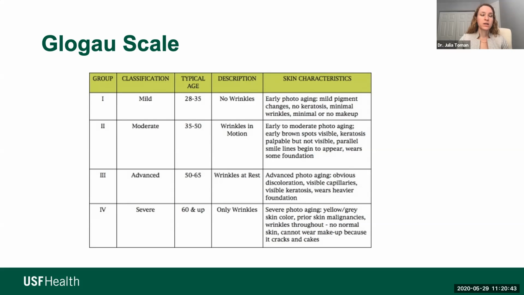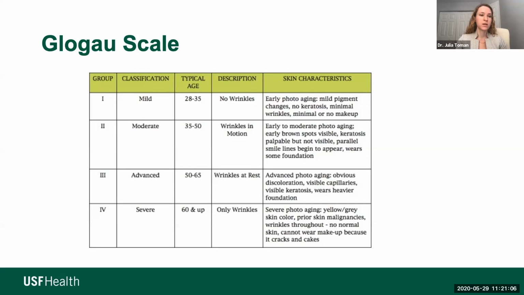Group 2 is moderate. That's typically 35 to 50-year-olds. You will get wrinkles in motion. There's moderate photoaging, so there's some early brown spots, maybe some keratoses that are palpable, but they won't be visible. Parallel smile lines will begin to appear, and most, at least women, will start to wear some foundation to cover up these findings.